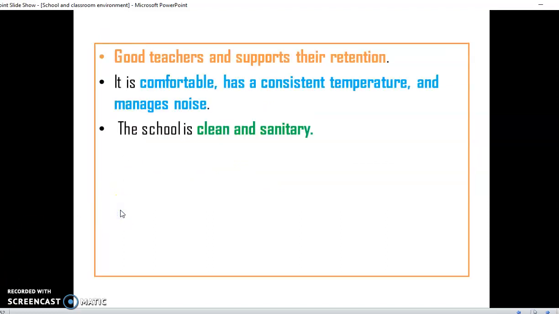how good teachers, a comfortable environment, an environment which has a consistent temperature and something to manage the noise around, and the cleanliness and sanitation provided, or the sanitary aspect of the school, are important in order to enhance the quality of education that we are aiming at.